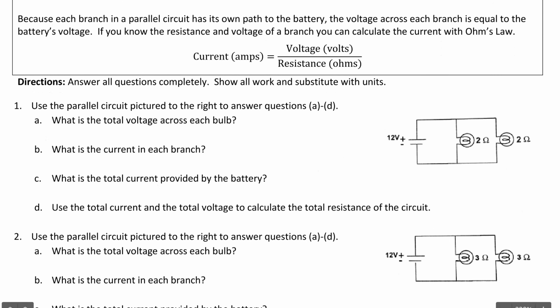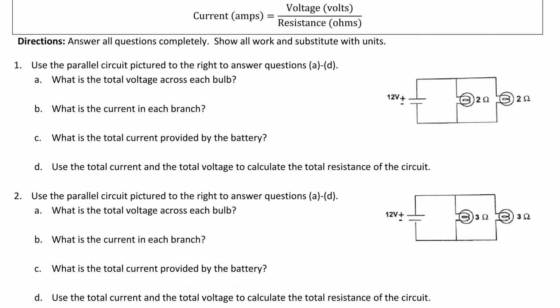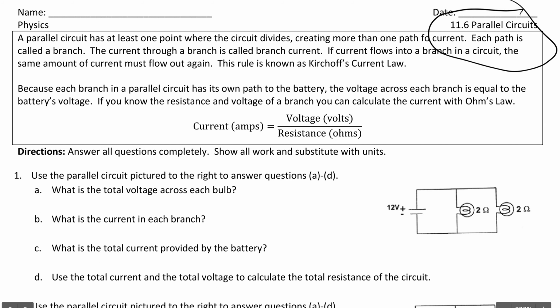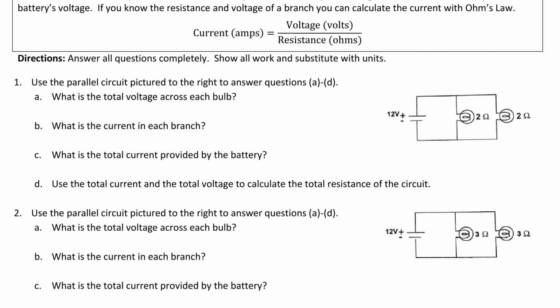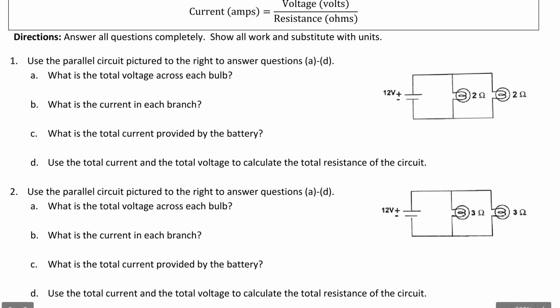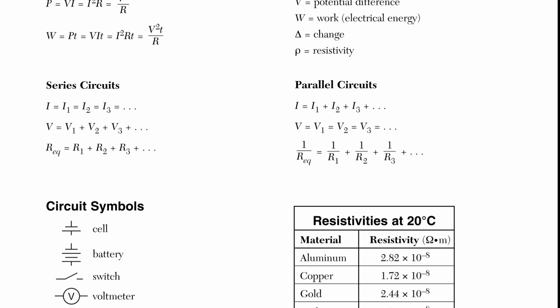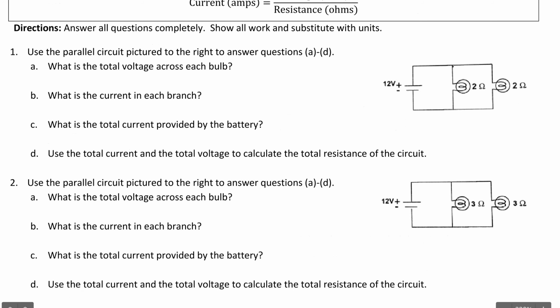So there's a whole different set of rules that we need to remember when we're talking about parallel circuits. And the first step, and this one's going to be obvious, they're all parallel circuits for this homework. But the first step is always to identify, am I looking at a series circuit right now or parallel? So they're all parallel for this one. So let's see. Okay, so what is the total voltage across each bulb? We know from our reference table that the voltage is the same everywhere for parallel circuits. So across the 2 ohm bulb, it's 12 volts, and across the other 2 ohm bulb, it's still 12 volts. It's the same voltage everywhere, so just 12 volts.